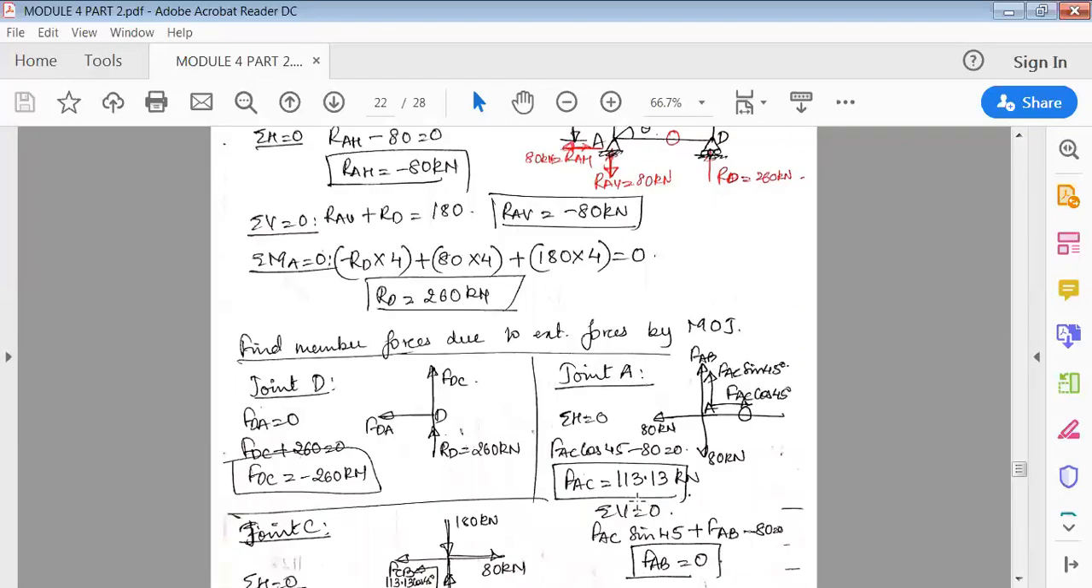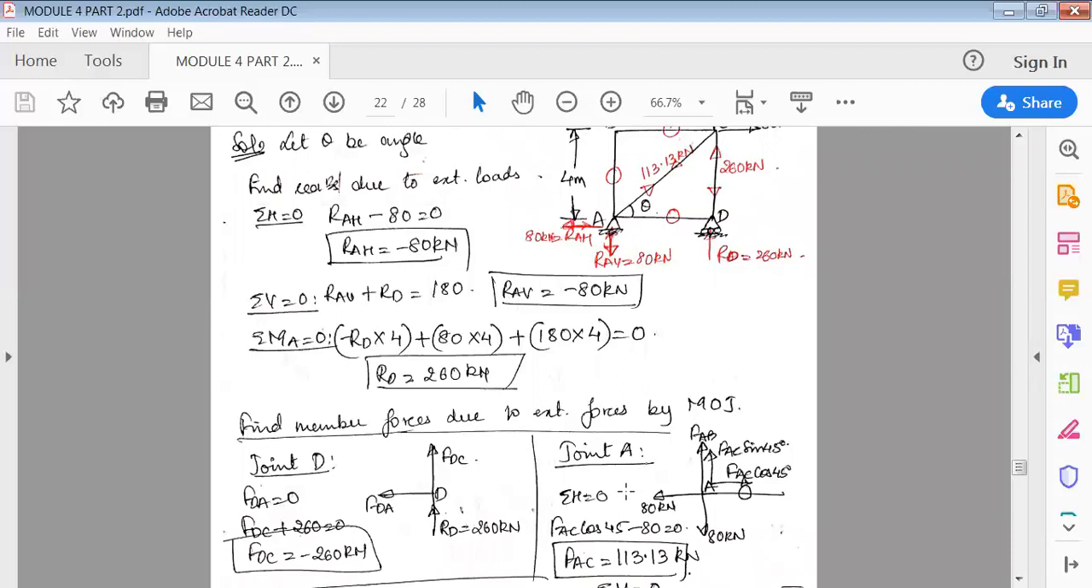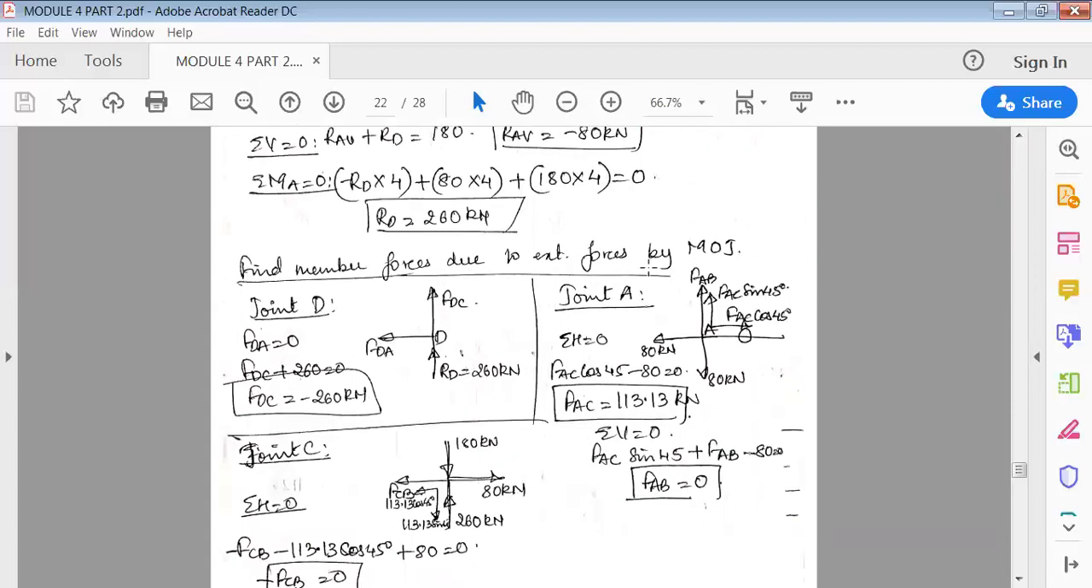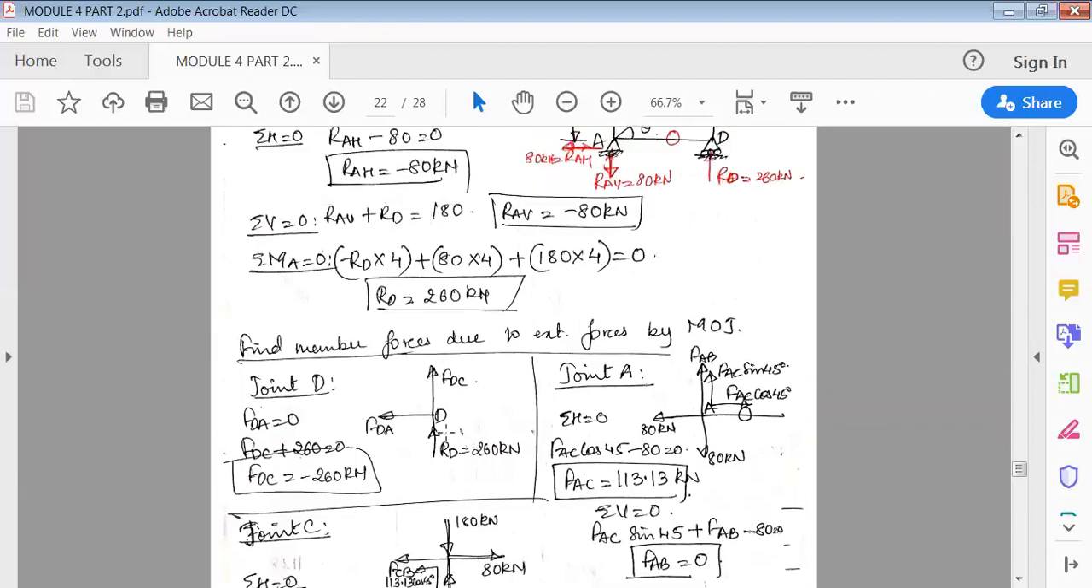Then come to the next joint, joint A. In joint A, there are three members, but the third member you've already found out. So there are only two unknown forces here. Again, we solve it using summation H is equal to 0 and summation V is equal to 0. Before that, draw the free body diagram. We don't know where these are acting, so we'll assume that all the forces are acting outward.